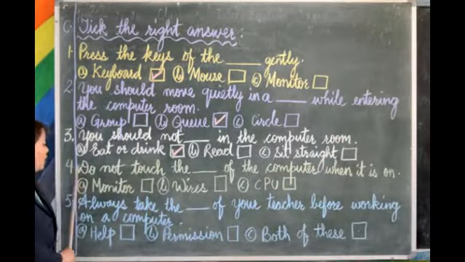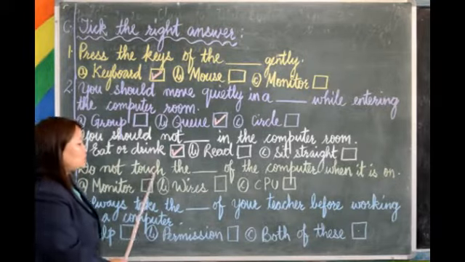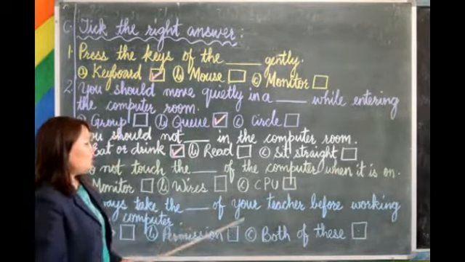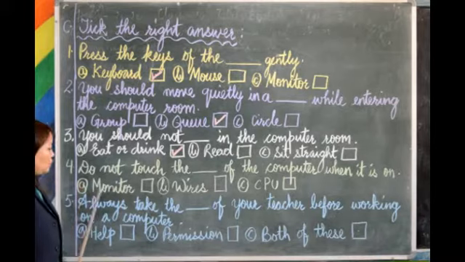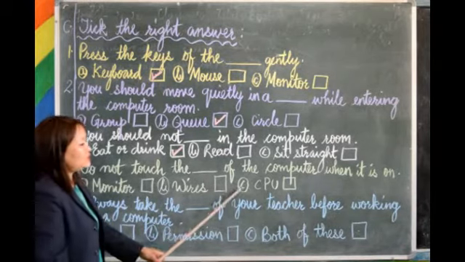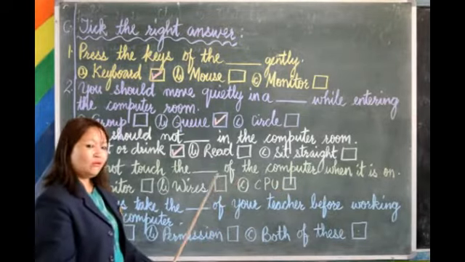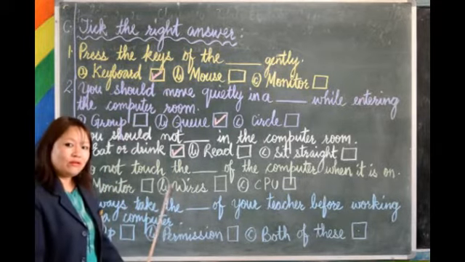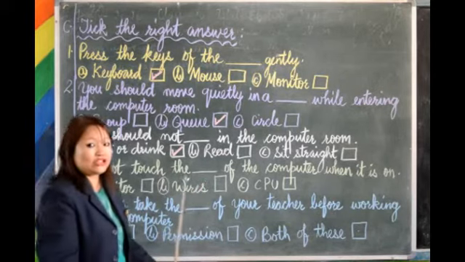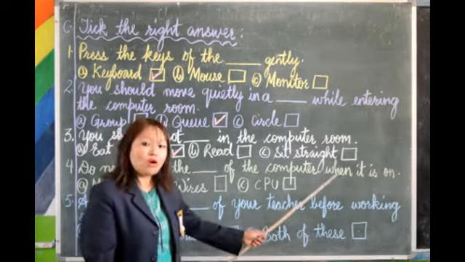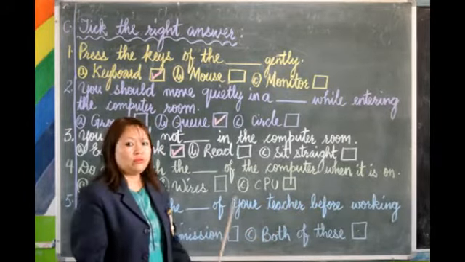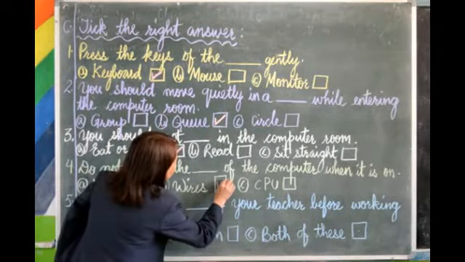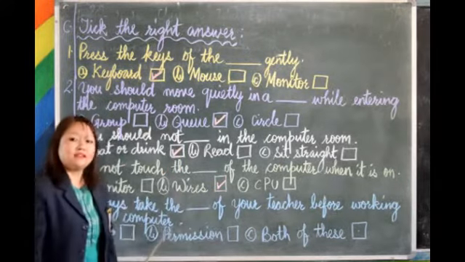Okay, now number 4. Do not touch the desk of the computer when it is on. Your options are A, monitor, B, wires, C, CPU. So which one is the correct answer? You should not touch the wires. You will get an electric shock if you touch them when it is on. Yes or no? So your right answer is wires. Do not touch the wires when it is on.